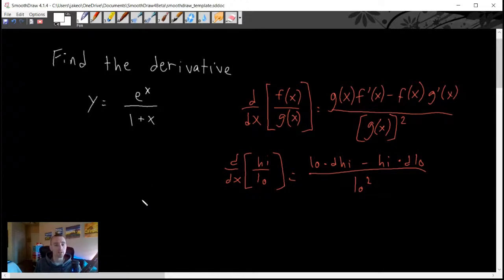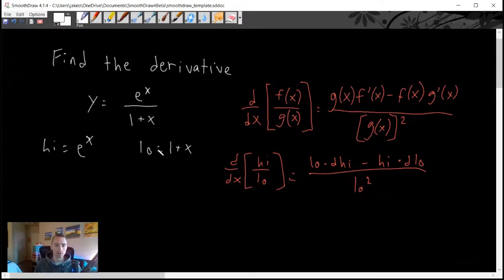But let's go ahead and actually get into how to apply this. So first thing you want to do when you're finding the derivative with the quotient rule, I think it helps to really lay out what is your f and your g, or similarly lay out what is the high and the low. So the high is, in this case, e to the x. It's just the top of our fraction. Whatever's on the numerator is your high. Whatever's on the denominator is your low. So in this case, 1 plus x.